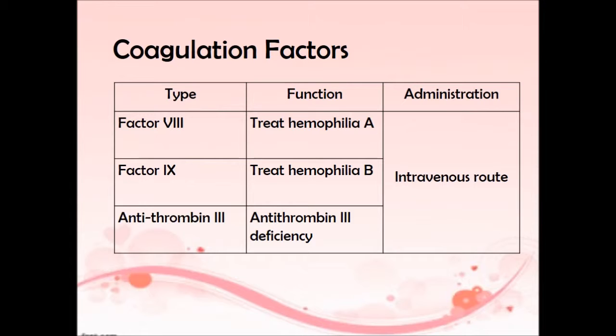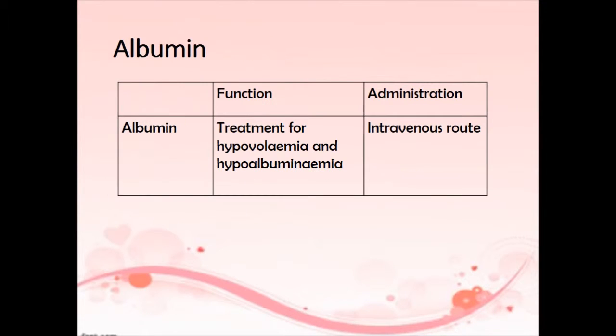Next, antithrombin is used to treat antithrombin 3 deficiency patients, which can cause thrombosis. The administration is through the intravenous route. Antithrombin 3 deficiency usually happens in neonates. Albumin is one of the plasma derivatives used to treat hypovolemia and hypoalbuminemia. Hypovolemia means decreased volume of circulating blood in the body, and hypoalbuminemia means less albumin in the blood. This applies the same type of administration, which is the intravenous route.